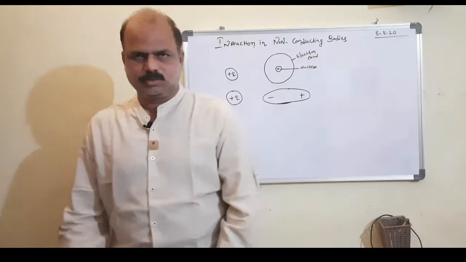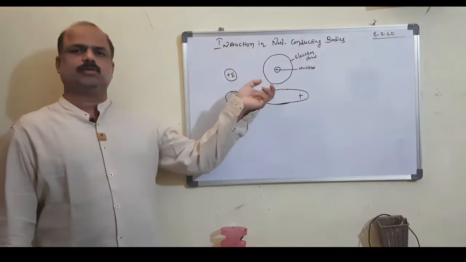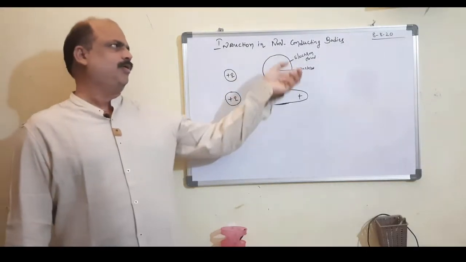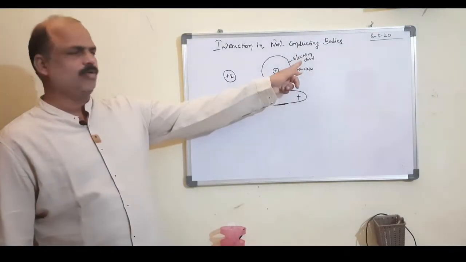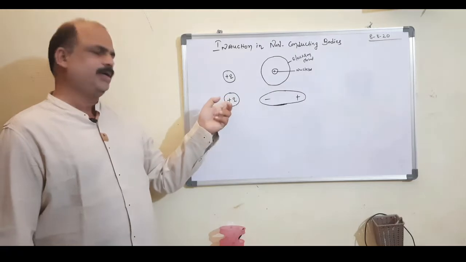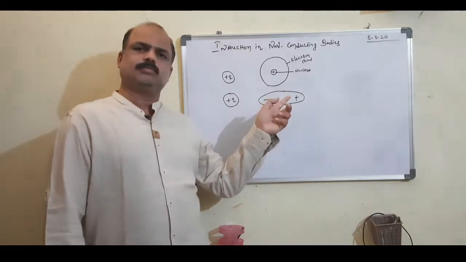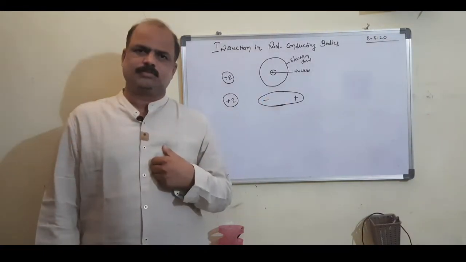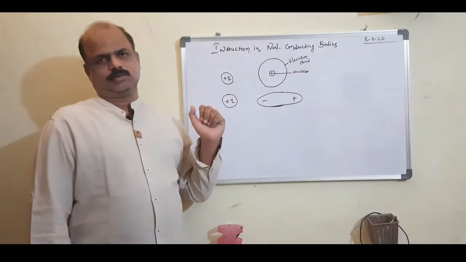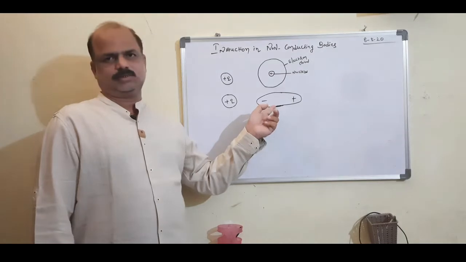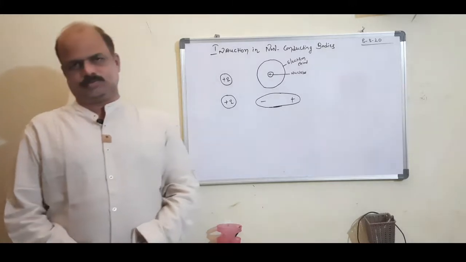Here what happens, this is a positive charge. This positive charge is brought near to the atom of a non-conducting body. Then what happens? This electron cloud is attracted by this positive charge, so that the shape of the atom gets distorted. Now the shape of the atom looks like this. In this case, the atom behaves like a dipole.